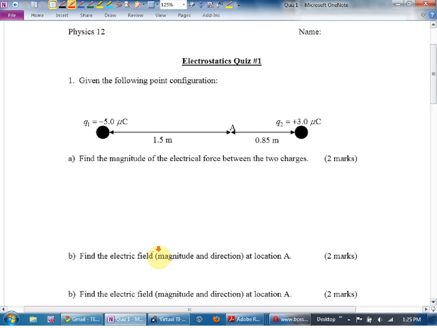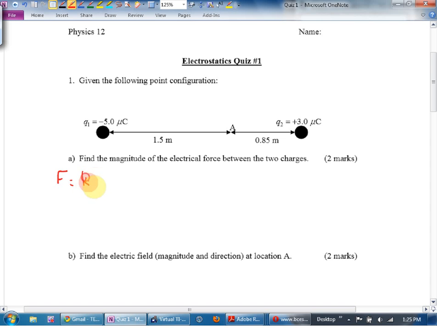Quiz one. Given the following point configuration, first thing it says is find the electrical force between the two charges. Okay. Electrical force is k Q1 Q2 over r squared. It's going to be 9 times 10 to the 9th. Force, F for force, vector or scalar? It's a vector.